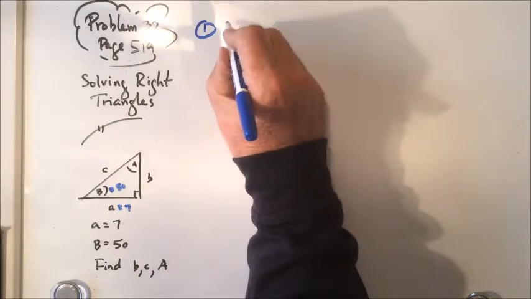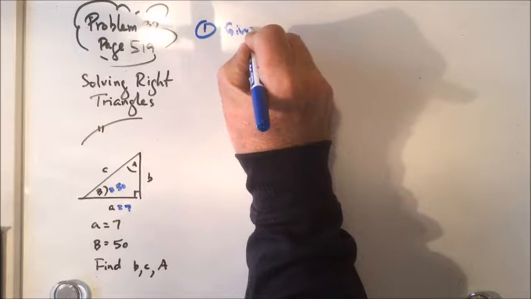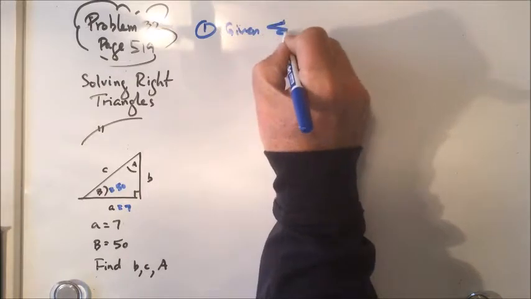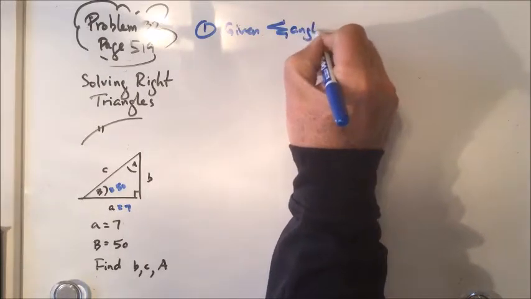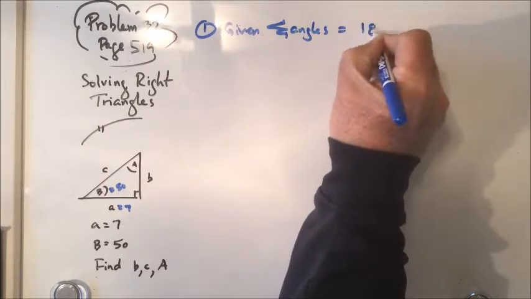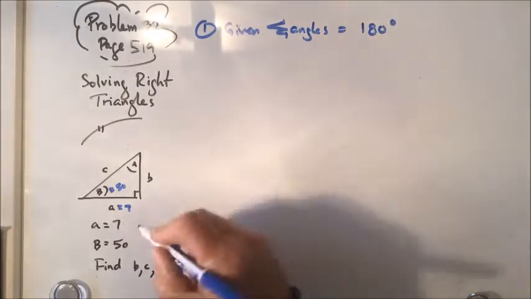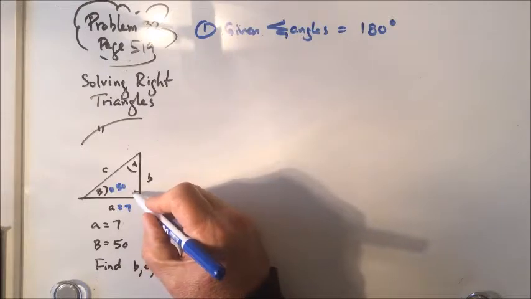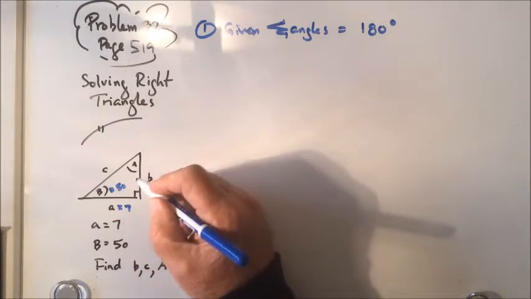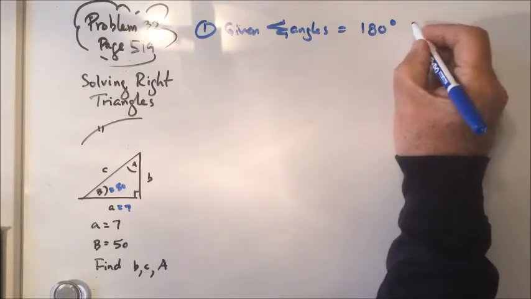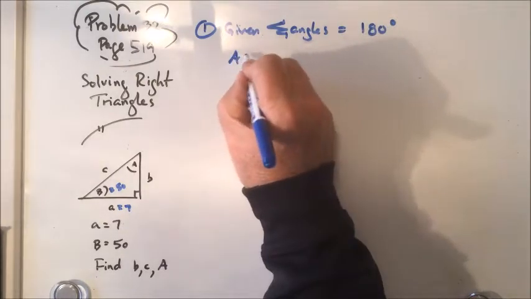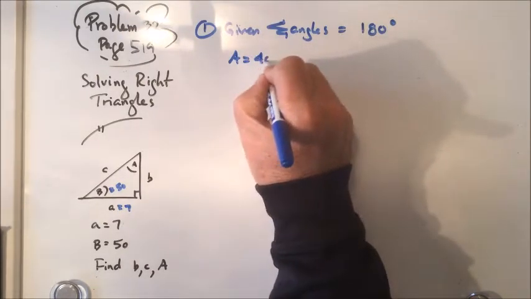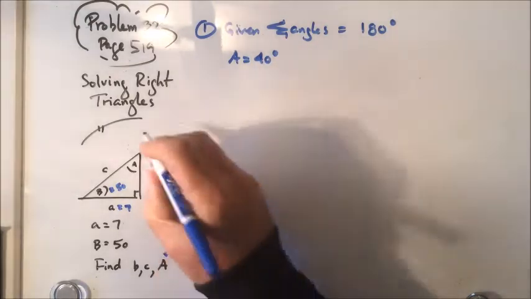Let's start right here, and let's just say, given that the sum of all the angles is equal to 180 degrees, I've used up 140, right? Here's 90, here's 50, add it together, you get 140. That means A must be equal to 40 degrees. Okay, so I'm taking care of that job.